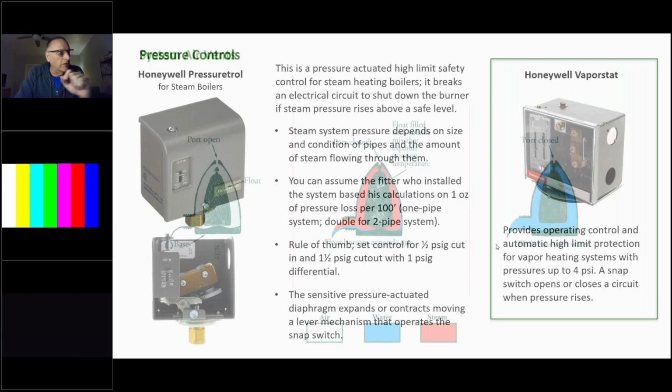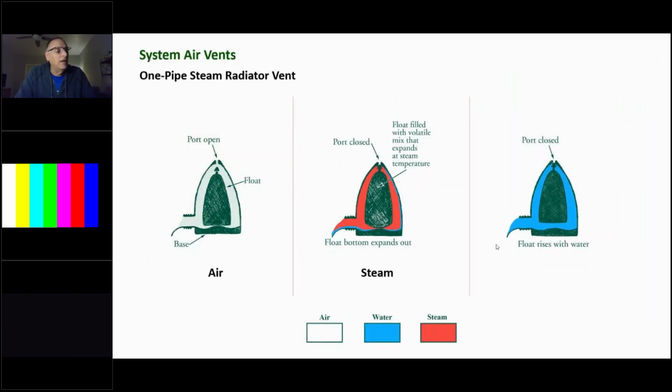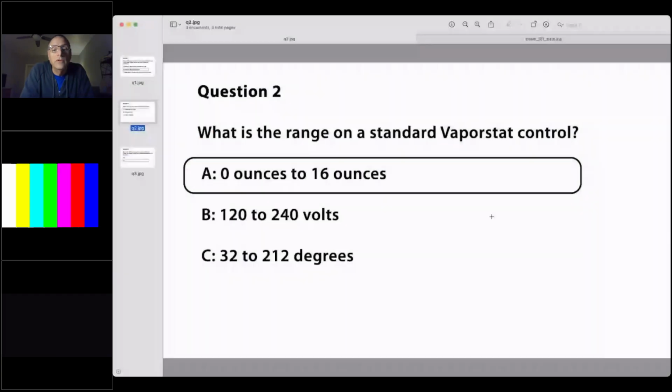Oh, before we go to this next slide, I apologize for hitting that, Larry. That's our second question. The standard range on a vapor stat control is 0 to 16 ounces, and you want to try and do a 4 ounce. Usually, a good set is a 4 ounce cut in and an 8 ounce cut out. So that's what we have. So, Larry, that's our second question.